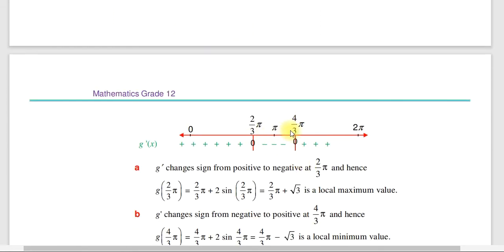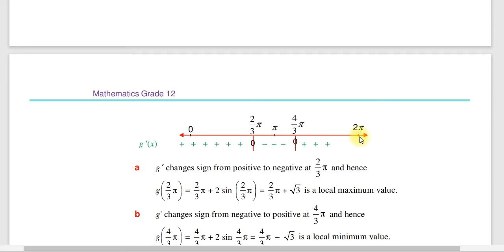So, on the number line, g prime at x from 0 to 2 pi over 3 is a positive value, and at 2 pi over 3 it is 0. From 2 pi over 3 up to 4 pi over 3 it is a negative value. From 4 pi over 3 up to 2 pi, it becomes positive.